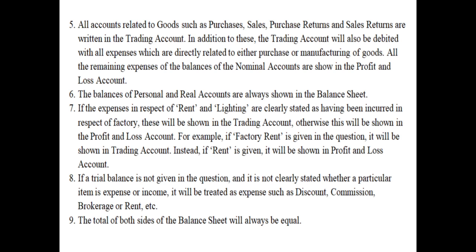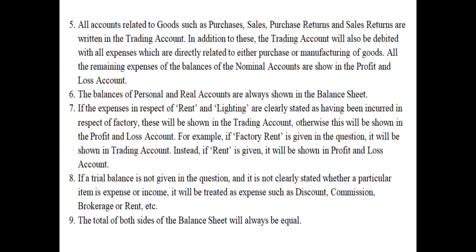If commission paid is given, brokerage paid is given, rent paid is given, interest paid is given, etc., that means it is clearly stating that these are paid and these are expenses, and therefore they will be put on the debit side of the profit and loss account. But if it is given as received, discount received, commission received, brokerage received, rent received, dividend received, interest received, then these will be treated as an indirect income and will be shown on the credit side of profit and loss account.